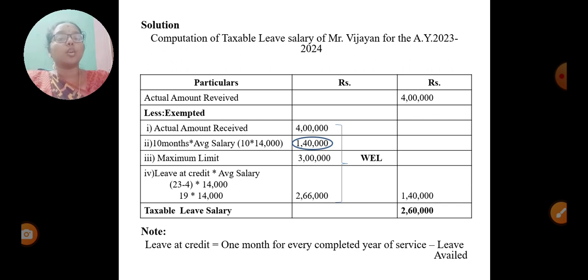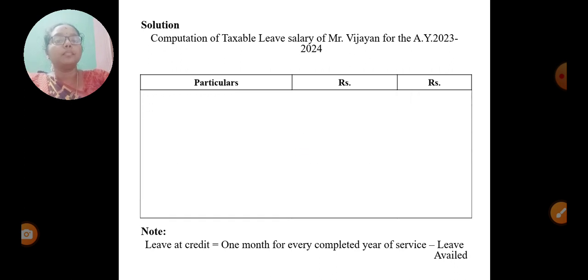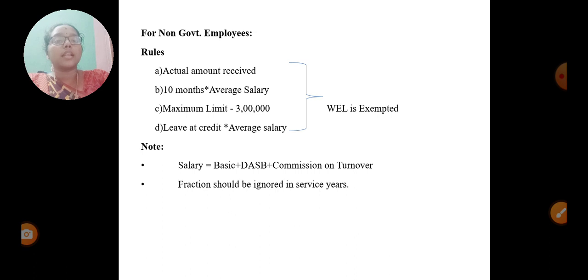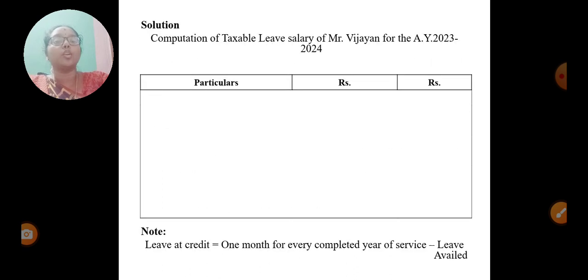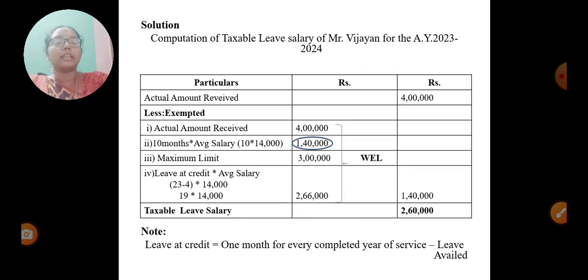Here the note has been given that leave at credit can be found out by 1 month for every completed year of service minus leave availed. Through this we can arrive at the leave at credit. And the average salary is given in the problem. The salary includes the basic plus DA plus commission on turnover. We have to ignore the fractions. So these are all the points relevant to the leave salary.